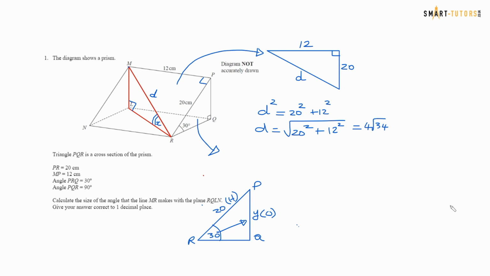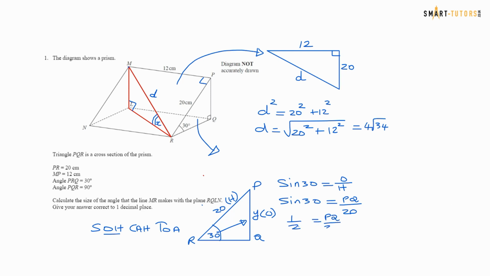O and H are connected in the SOH CAH TOA rule, so it is sine. So I'm going to do sine 30 equal O over H. So sine 30, opposite is PQ, H is 20, sine 30 is half, so half equals PQ over 20.